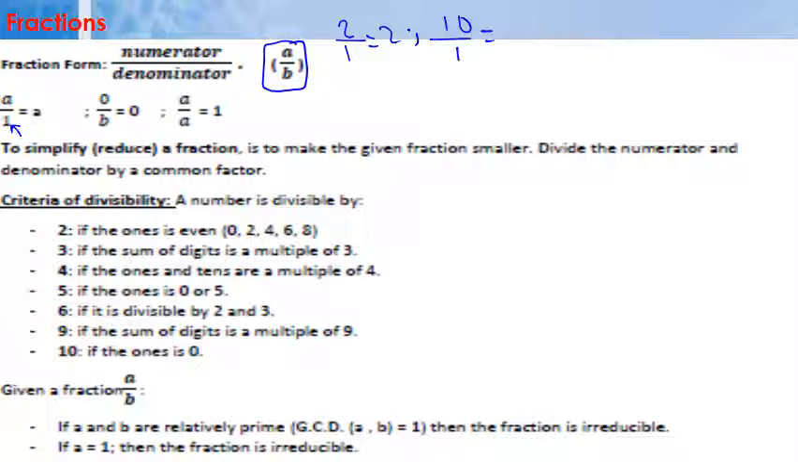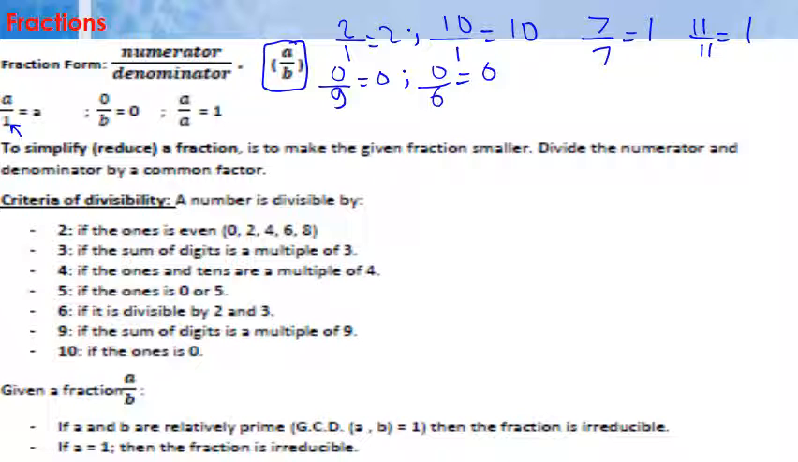10 over 1 is equal to 10. If we have 0 over b, it's equal to 0. Suppose we have 0 over 9, it's equal to 0. 0 over 6, it's equal to 0. And a over a is equal to 1. For example, if we have 7 over 7, the fraction is equal to 1. 11 over 11, the fraction would be equal to 1.